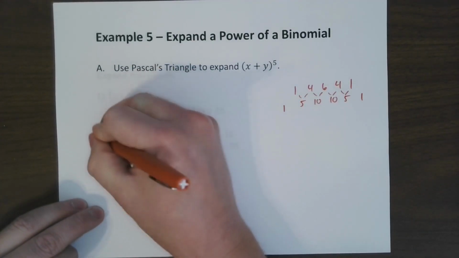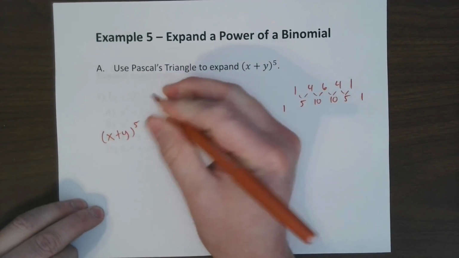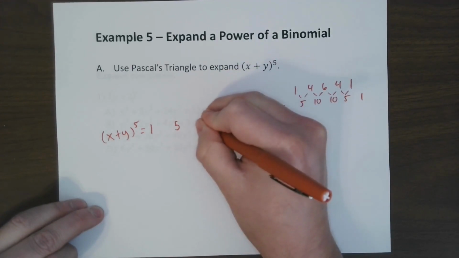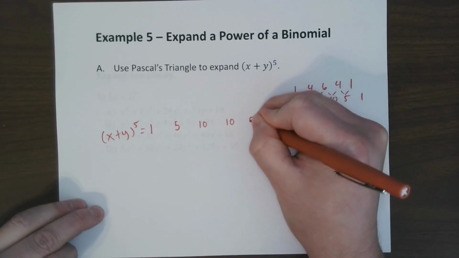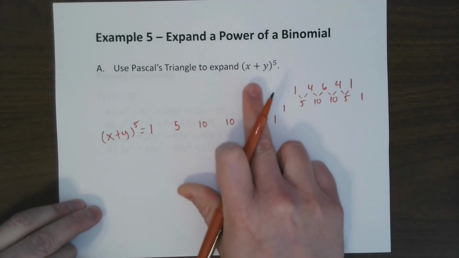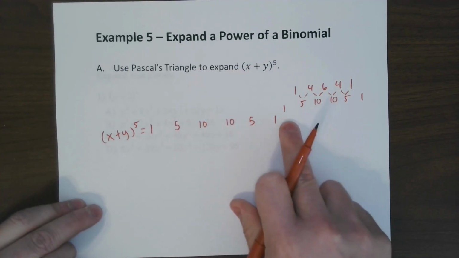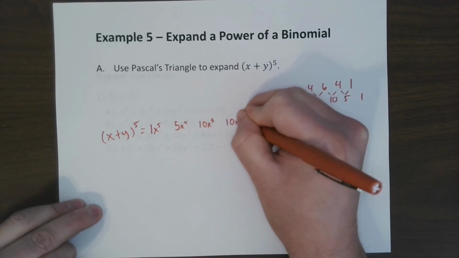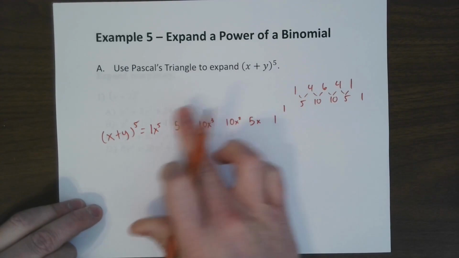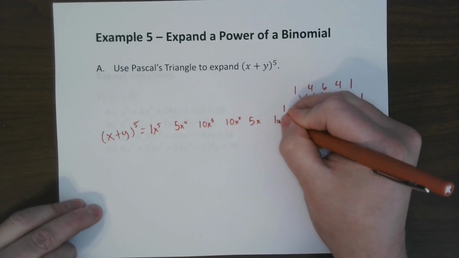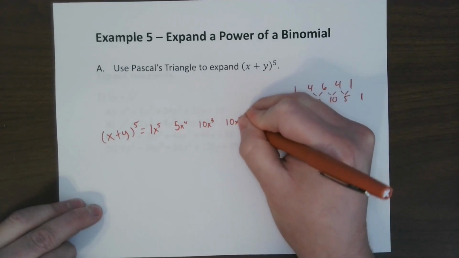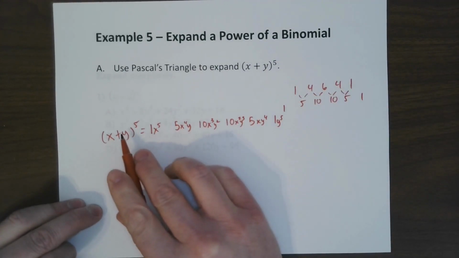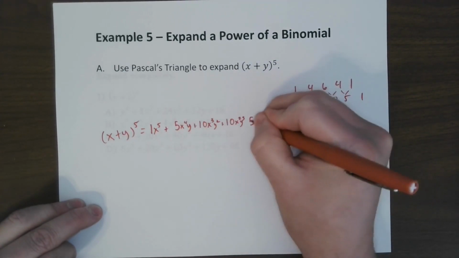So first things first, to write the expansion, I write these numbers with some space. 1, 5, 10, 10, 5, 1. And now I'm going to go ahead and start with x5, count all the way down. So x to the fifth, x to the fourth, x to the third, x squared, x. And now I'm going to do the countdown with y, but backwards. So y5, y4, y3, y2, y, and then nothing. And since it's plus, we write plus, plus, plus, plus, plus.